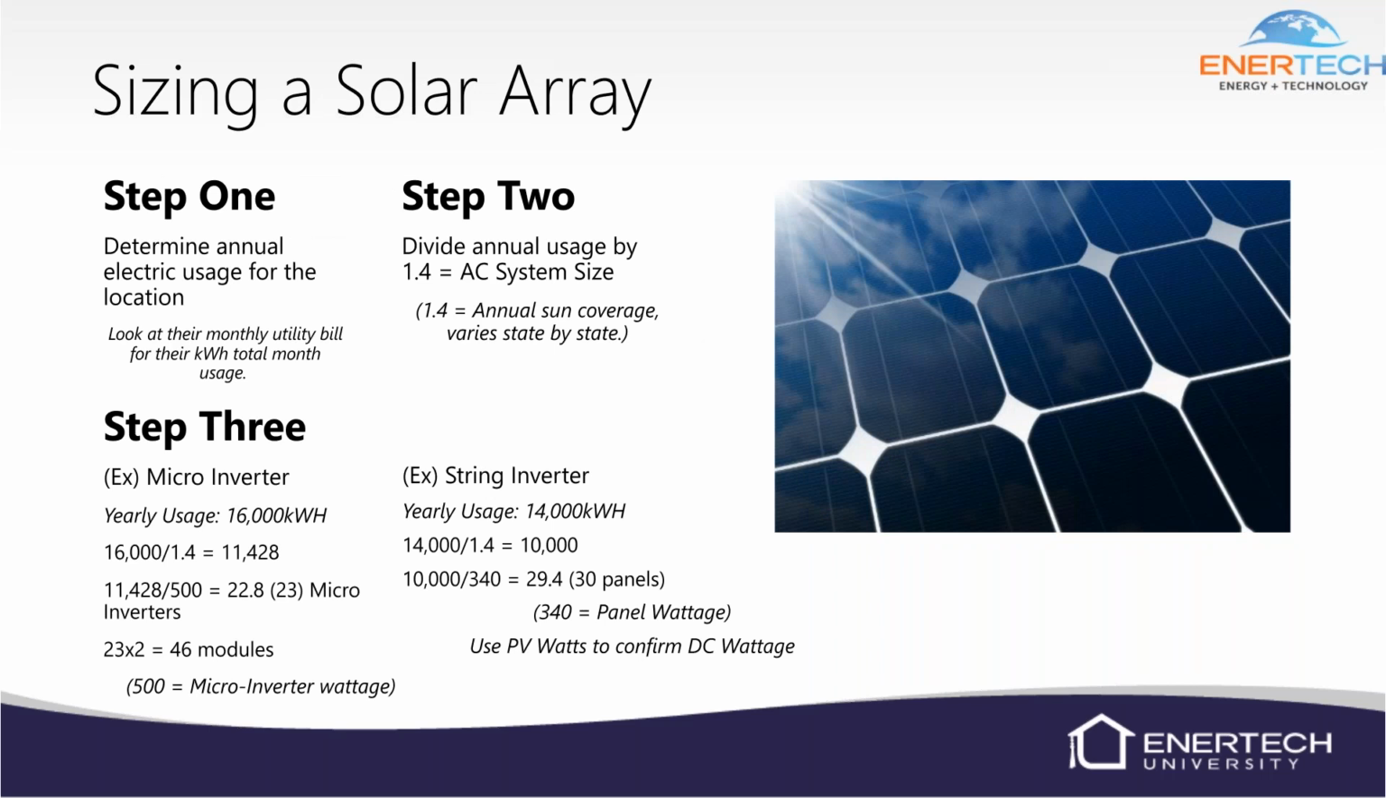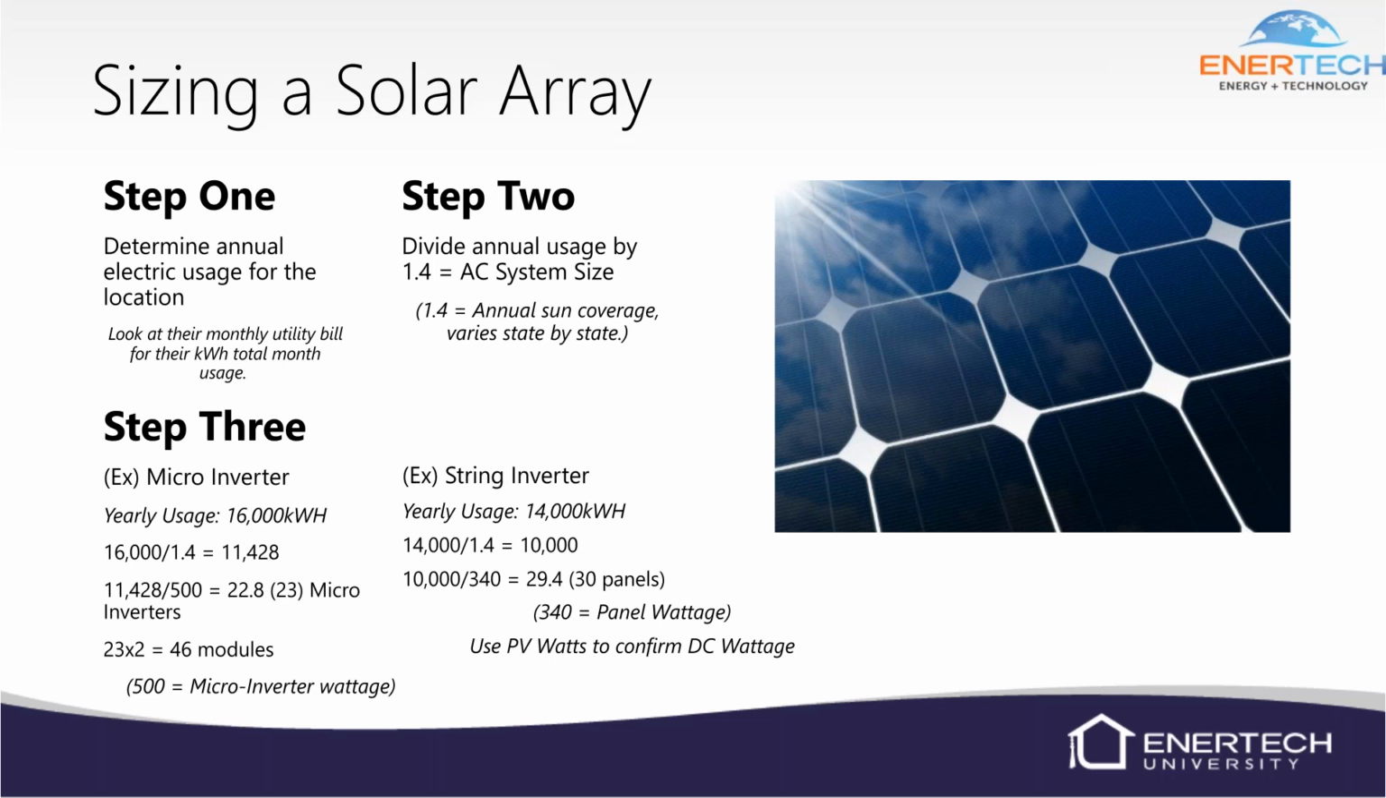So, sizing of the solar array. Step one is determining the actual annual electrical usage for the location. That's when we look at that utility bill, take the total monthly usage, add those up, and divide to get your average usage as well as your annual usage. Divide your annual usage by 1.4, and that's going to give you your AC system size. So 1.4 is the annual sun coverage, and it will vary by state. You may want to check into that and make sure it's a 1.4 that you need to divide against.